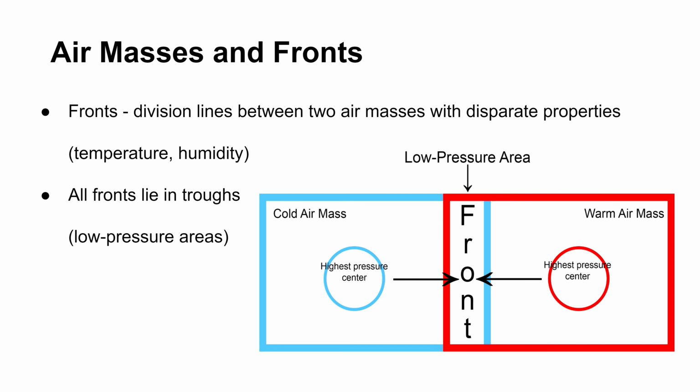As previously defined, fronts are division lines between two air masses with disparate properties, and typically temperature is the most important one. You need to remember that all fronts lie in troughs. Each air mass has its own highest pressure center. As you move away from that center, the pressure tends to go down. As two different air masses with different temperatures collide, they do so at the periphery, away from their respective pressure centers. That boundary where they collide is a front, and it will lie in low pressure areas, or troughs.